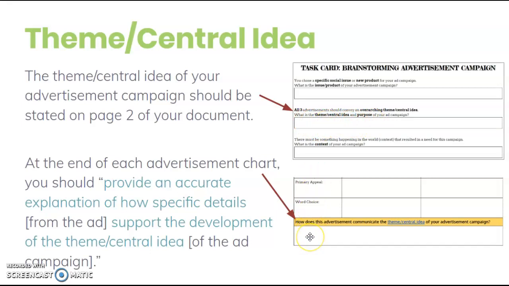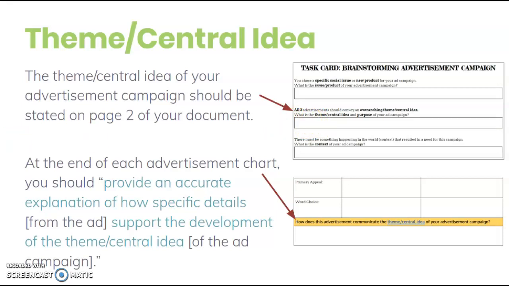Then at the end of each of your 3 advertisement charts, you have this section that asks, how does this advertisement communicate the theme, central idea of your advertisement campaign? And here, you should provide an explanation. Okay, so according to the cognitive skill rubric here in blue, you should provide an accurate explanation of how specific details from the ad support the development of the theme or central idea of your overall advertisement campaign.